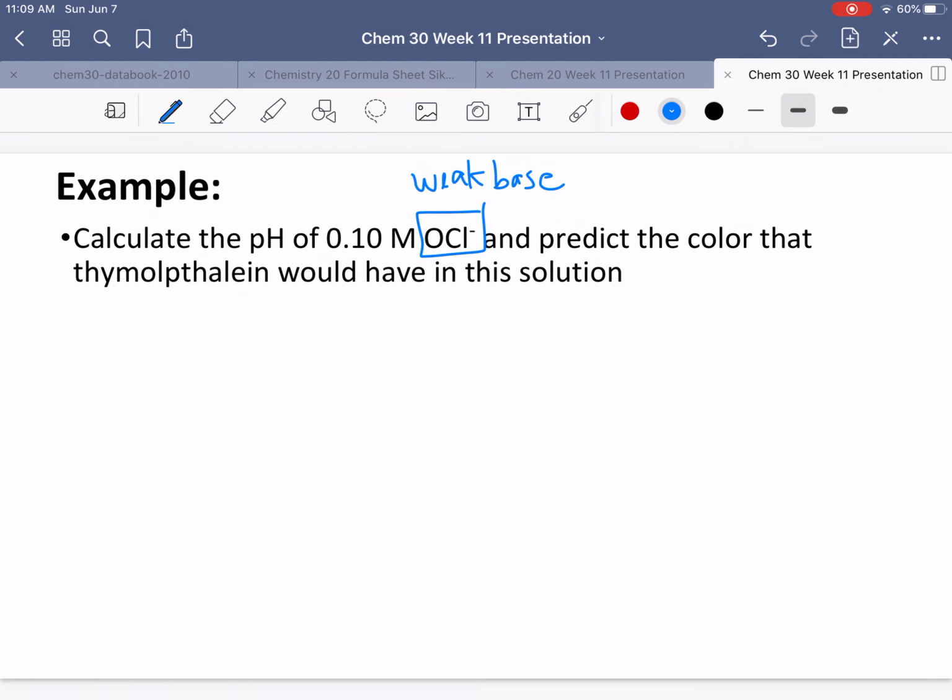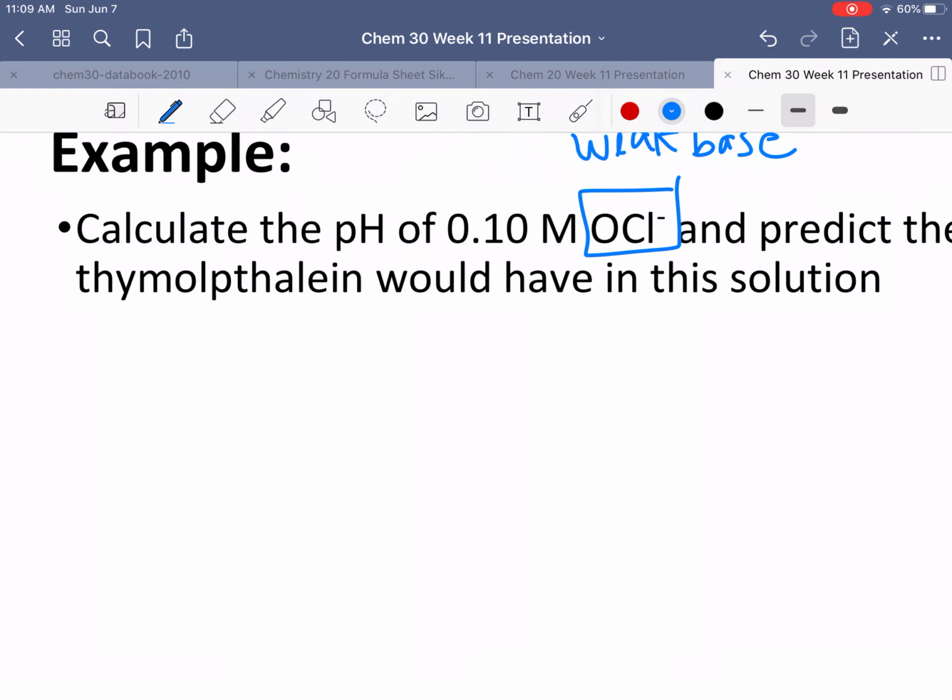Weak base. Exact same process as before. You're given the initial concentration, figure out the pH, ding, ding, ding, not POH, guys, be careful. And this time we're predicting color of thymolphthalein, so different indicator. So let's start going through it. OCl negative aqueous, when I have it in solution of water, right? So it's going to react with the water.